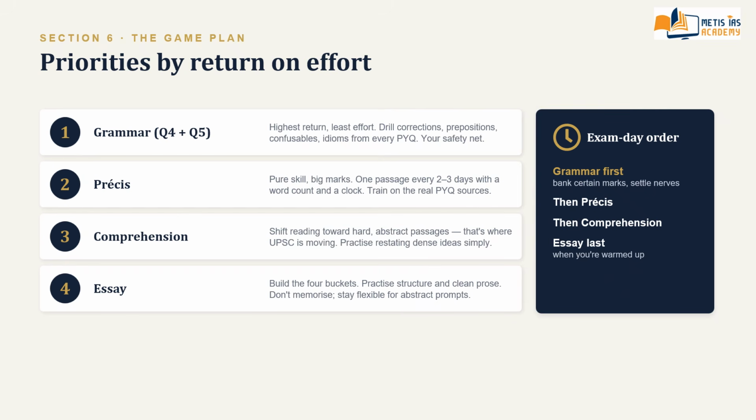And priority number four, that is the final priority, that is essay. Build your four buckets. What are the four buckets? Technology and media, society and governance, environment and abstract reflection. These are the four buckets. Practice structure and clean prose. Don't memorize. Stay flexible for abstract prompts.